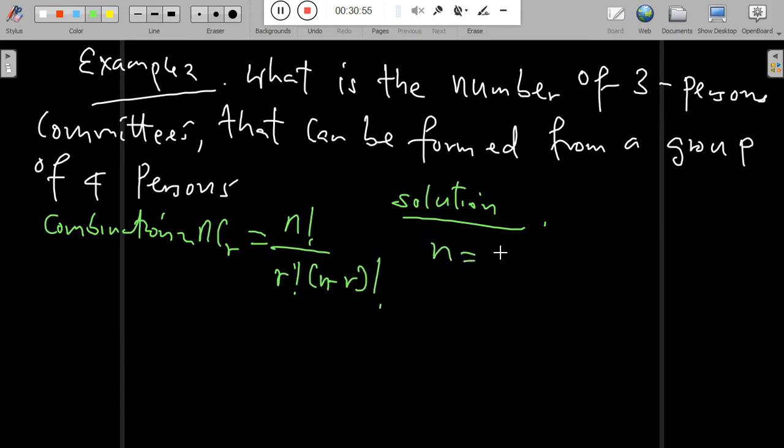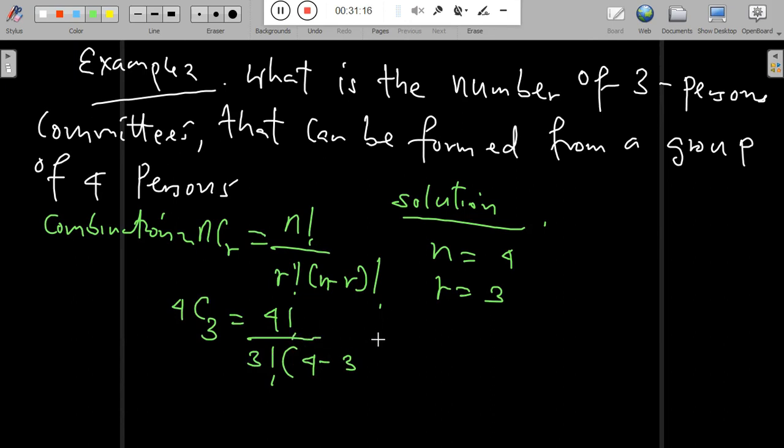So the value of r is equal to 3 and the value of n is equal to 4. So this will be 4 combination 3, which is equal to 4 factorial divided by 3 factorial times (4 minus 3) factorial, as you can observe. So let's divide over there to obtain the answer. So the answer will be equal to 4.